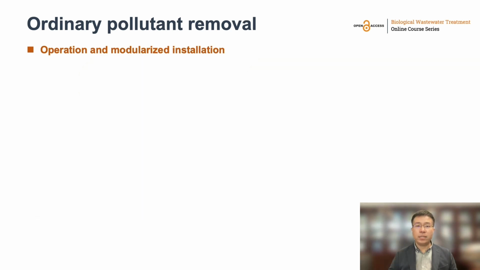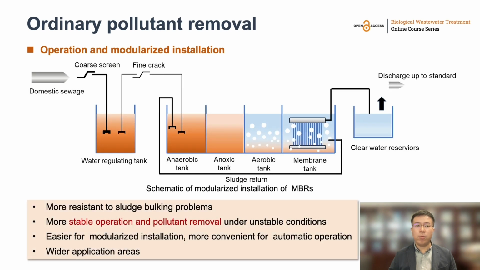From the operation perspective, due to the complete rejection of biomass by the membrane, the MBR system is more resistant to sludge bulking problems, which usually trouble the conventional activated sludge processes. In addition, the microorganisms in the MBR are more adaptable in unstable environments. Compared with the conventional activated sludge process, a more stable operation and pollutant removal may be achieved by MBR in cases of high-strength wastewater, frequent shock on effluent quality, fragile microbiota, or unstable ambient conditions.